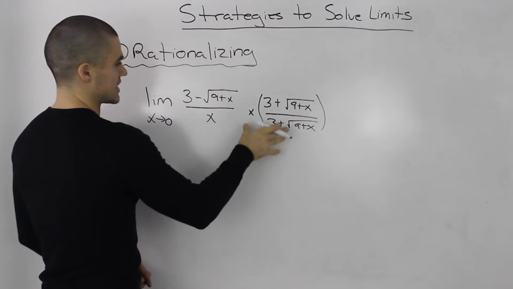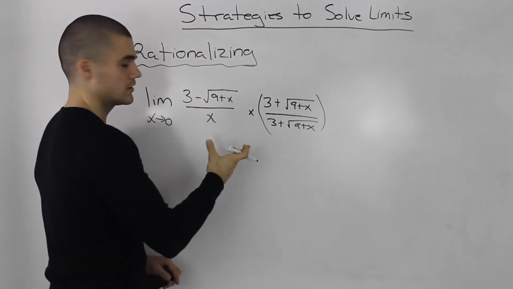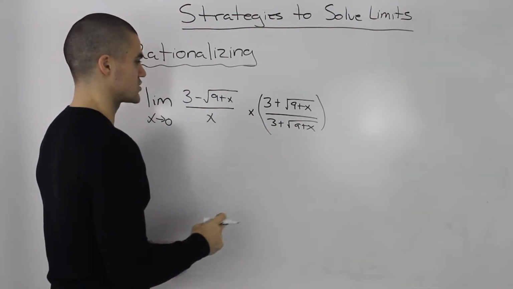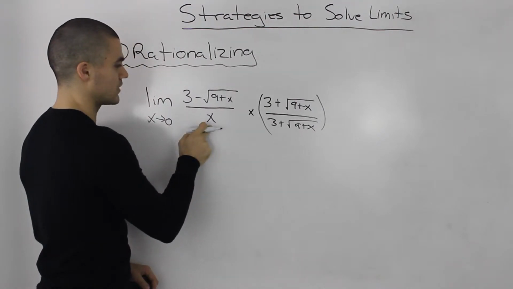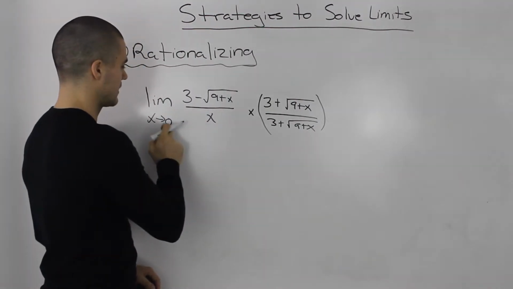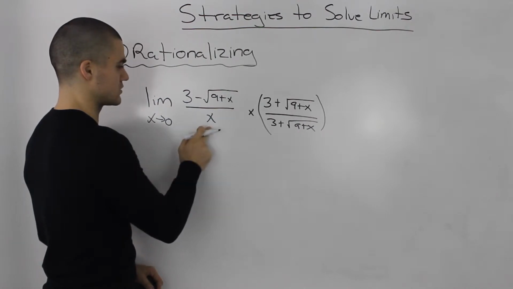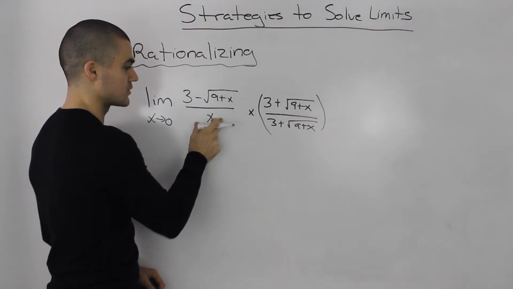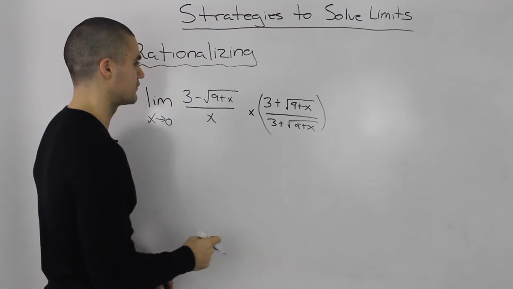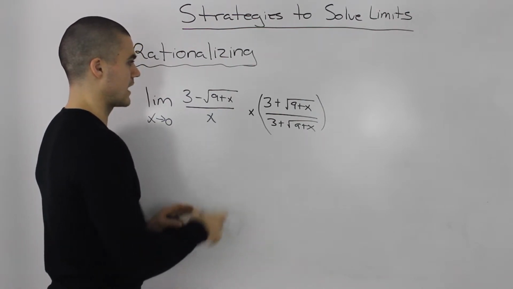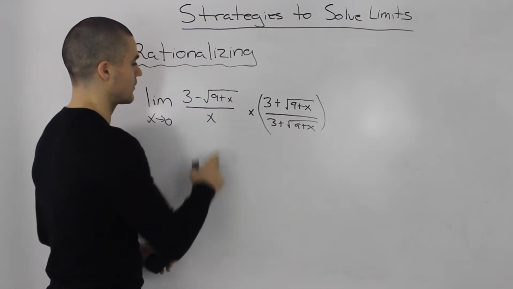So this is essentially multiplying the expression by 1, which will keep it the same, but it will change its format. Remember, our goal is to get rid of this x in the denominator, and we can't directly substitute right at the beginning, because if we plug in 0 for x, we'll have a 0 in the denominator, and that'll make it undefined. So we need to algebraically manipulate it a bit to get rid of this x.